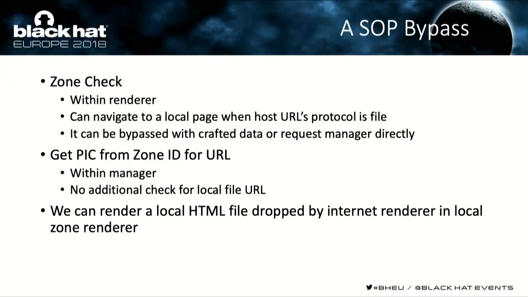There are two security issues in the navigation. First, the zone check is completely done in the renderer process. We can navigate to a local page when the current URL's protocol is failed. This can be bypassed with crafted data or by requesting the manager directly. Second, manager retrieves PIC from zone ID, which in turn is calculated from the target URL. However, there is no additional check on file URL, and the local zone renderer's PIC is returned when the target URL is a local HTML file. By abusing this, we can render a local HTML file dropped by the internet renderer in a local zone renderer.